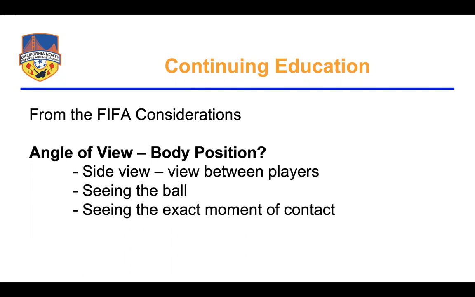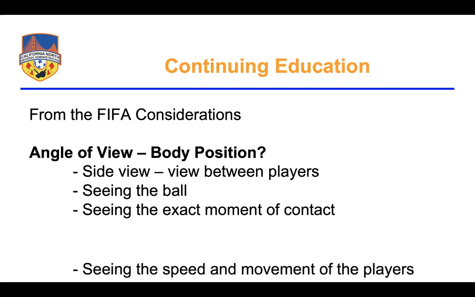You need to be able to see the exact moment of contact. You might have heard me talk about this before when I talk about decision-making components, the mode of contact and the point of contact. You need to see both of those to be able to tell if a foul has occurred or not. Seeing the exact moment of contact is crucial for you to know if there's a foul.